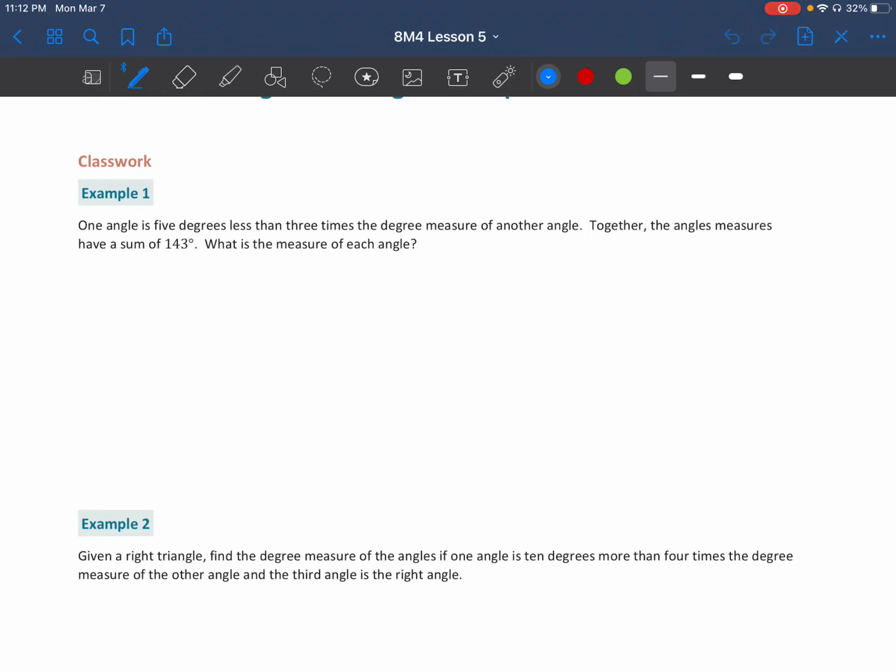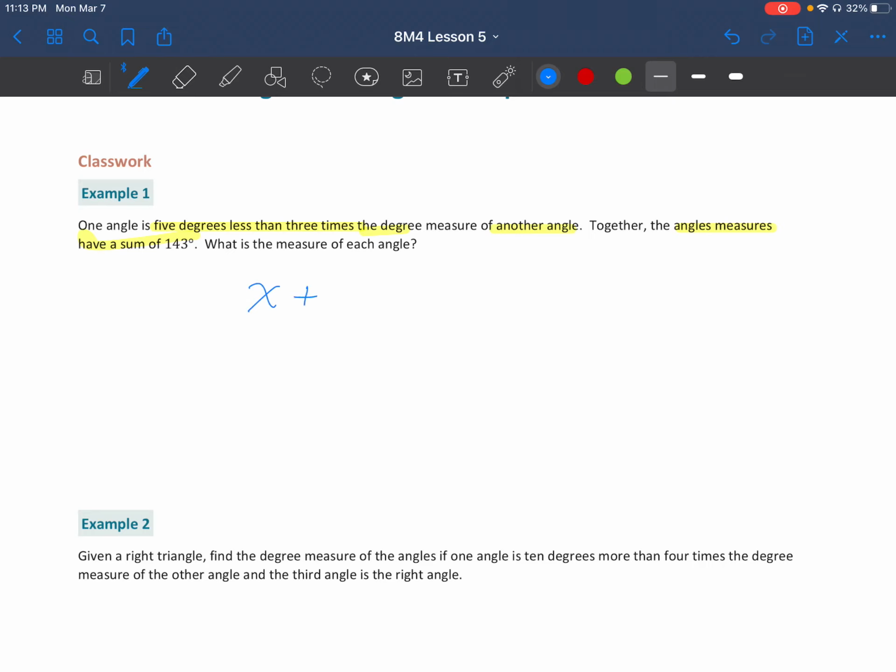One angle is 5 degrees less than 3 times the degree measure of another angle. Together, the angles have a sum of 143 degrees. What is the measure of the angles? So, right here we have an angle that is 5 degrees less than 3 times the degree of another angle. Together, the angles have 143.